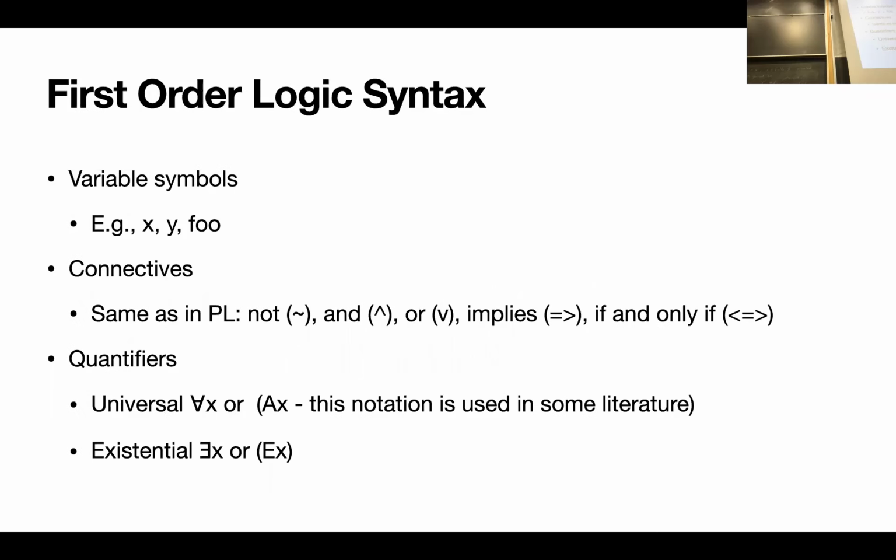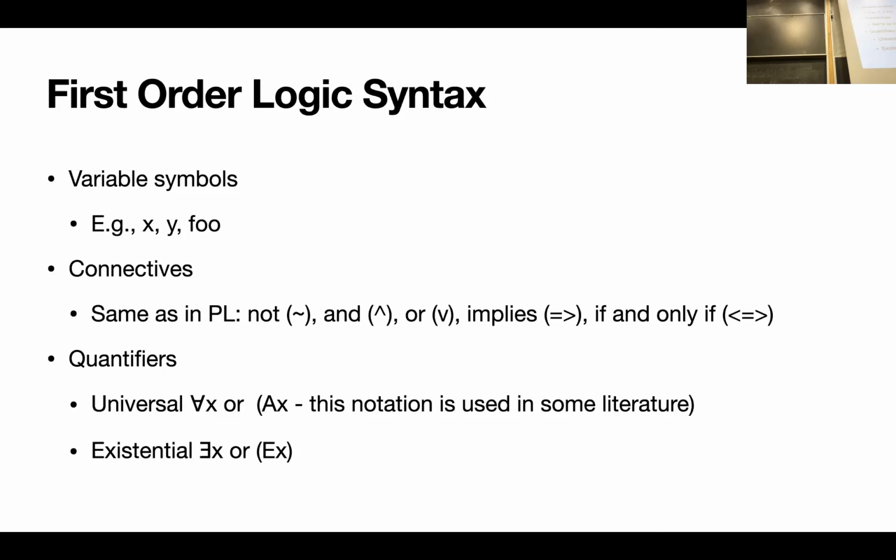So let's see what the first order logic syntax is. We have three key things. We have variable symbols, so X, Y, foo, and so on. Then we have connectives, which are the exact same ones as in propositional logic: negation, and, or, implies, and if and only if. But now we also have something new.